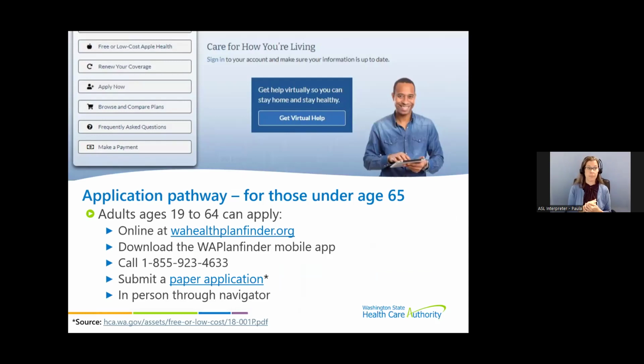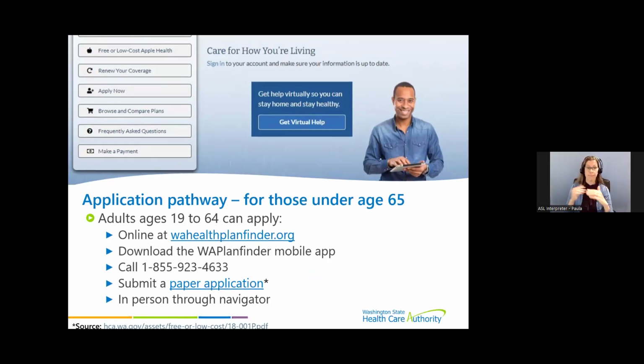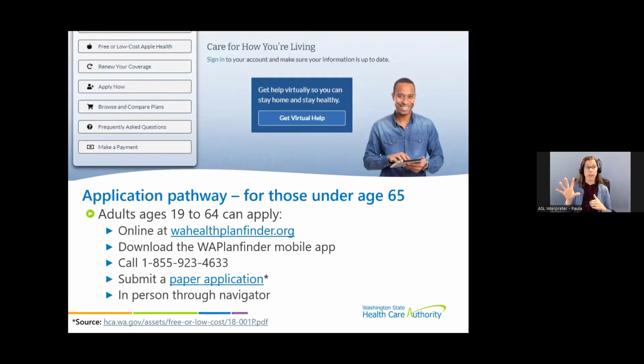Okay, so they will be able to have access to Apple Health expansion the same exact way that they do for Apple Health currently. There will be 2 entry points for the expansion. So for those under the age of 65, they'll be able to apply using Health Plan Finder. So those will be for the adults ages 19 through 64.